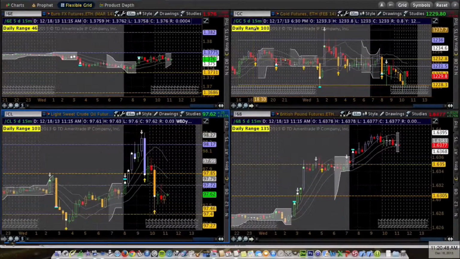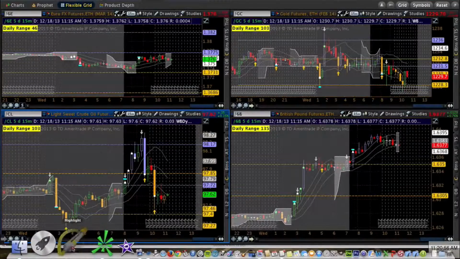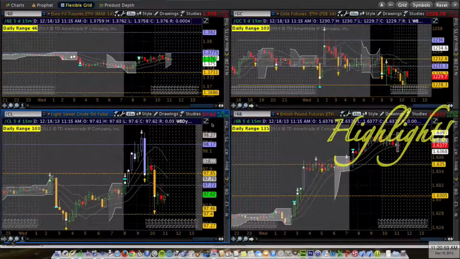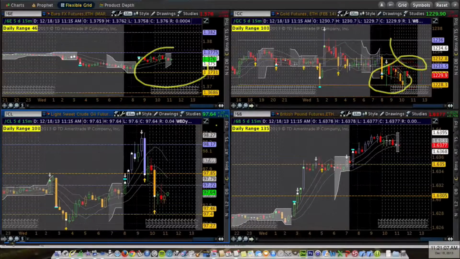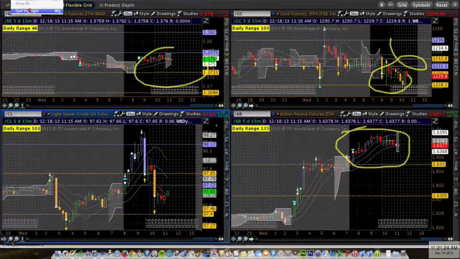And lo and behold, here's what happened. If you remember, I said probably the only one out of the bunch here that had anything cooking was oil, and that turned out to be the case. The euro is still putzing along, gold's still doing a whole bunch of nothing. The pound just has stayed hovering up here in the highs and not done much else. But as you can see, oil has done well. I'm not going to make it bigger, I'll just tell you on this.